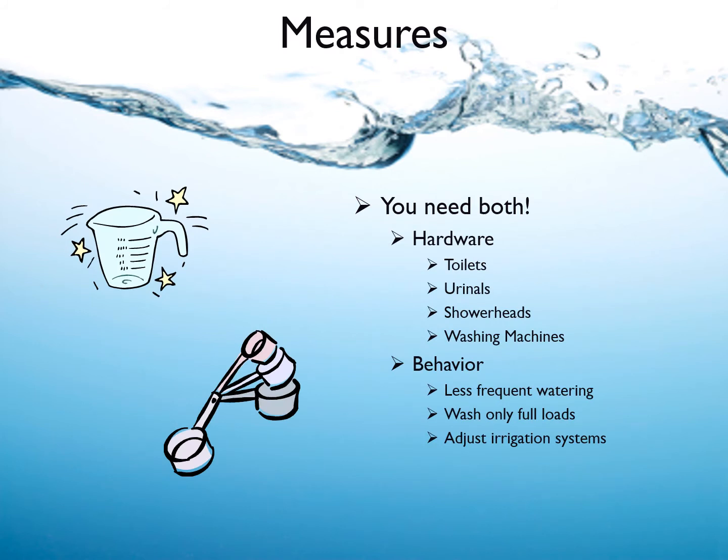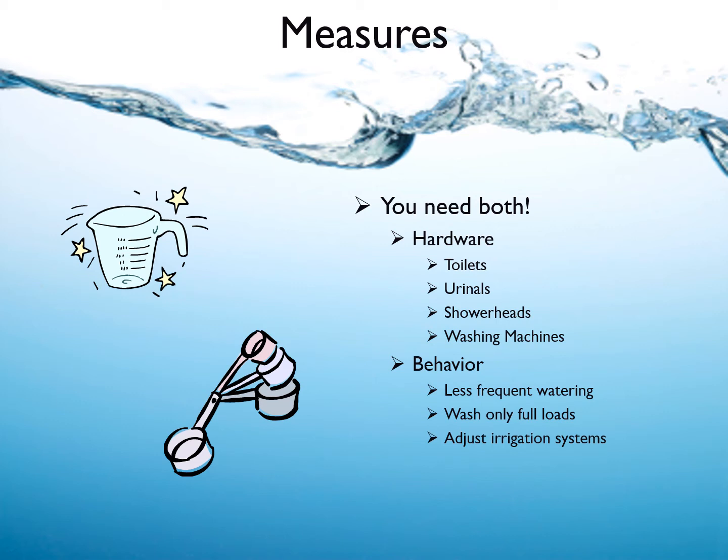Okay, there's different things. There's measures. We're going to go on to the next slide. Sorry. So you need two kinds of measures. You need hardware and behavior. This is kind of an important concept. I want you to go over this slide and the next slide more than once. So hardware is very self-explanatory, but behavior is a little bit harder to change.